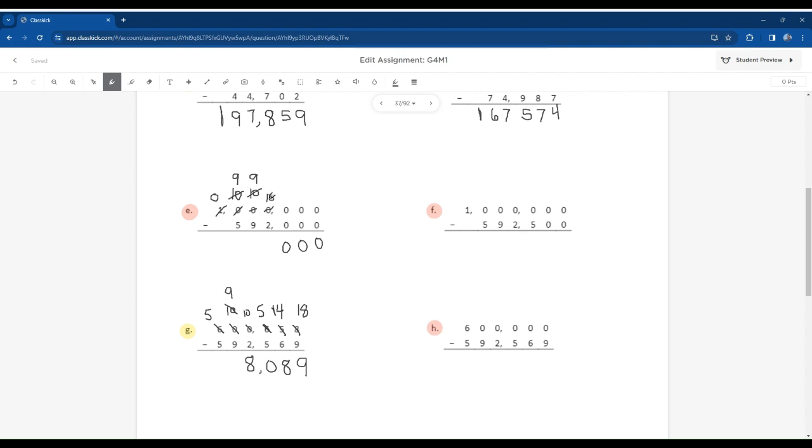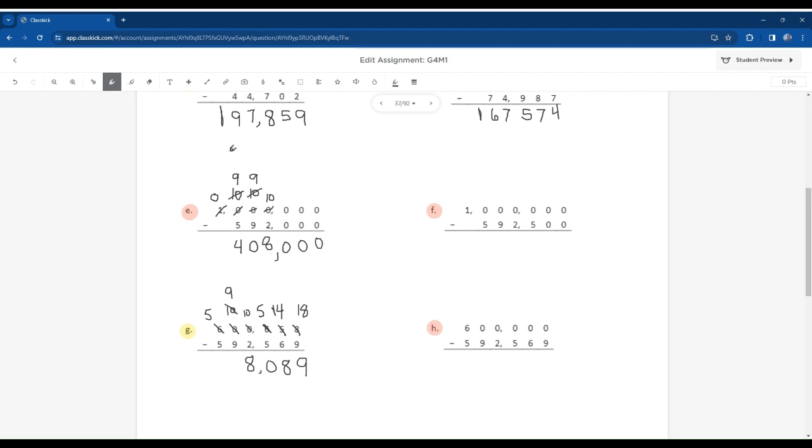And now I have 10,000s. So really, 10,000s with 9 10,000s and 9 100,000s is the same as having 1 million. 10 minus 2 is 8. 9 minus 9 is 0. 9 minus 5 is 4 to make 408,000.